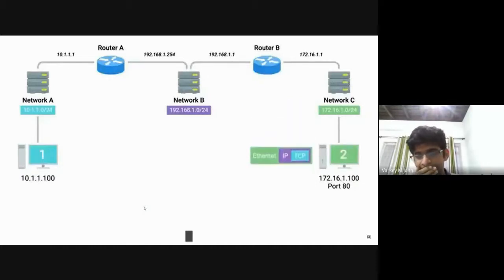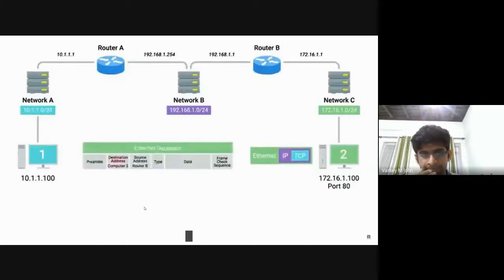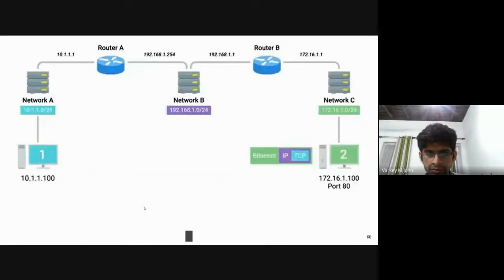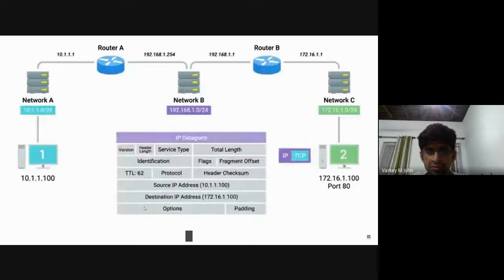Computer 2 receives the frame, identifies its own MAC address as the destination, and knows that it's intended for itself. Computer 2 then strips away the Ethernet frame, leaving it with the IP datagram. It performs a CRC and recognizes that the data has been delivered intact. It then examines the destination IP address and recognizes that as its own.